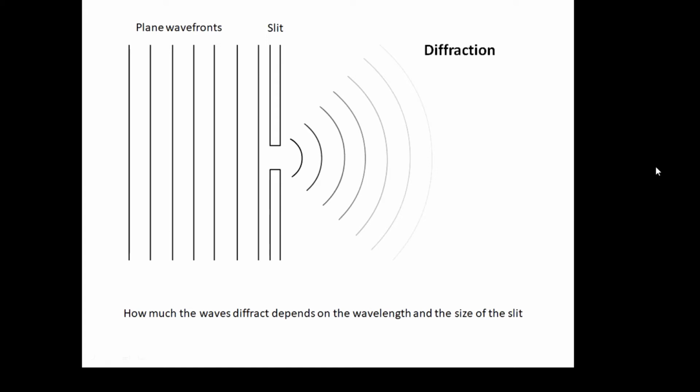How much the waves actually diffract depends on the wavelength compared to the size of the slit. For the best diffraction, they should be roughly the same size. But here, waves diffract as they go through a slit.